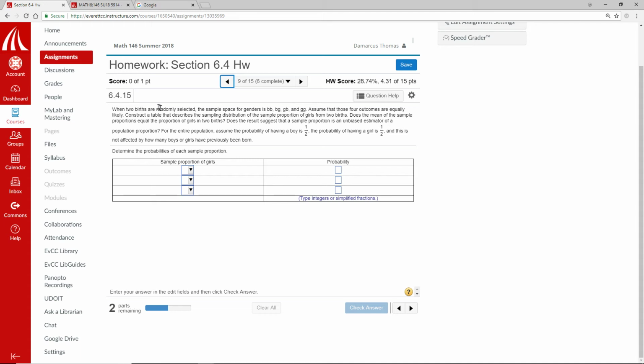When 2 births are randomly selected, the sample space for genders are BB, BG, GB, GG. 4 different possibilities. Assume that those 4 outcomes are equally likely. Construct a table that describes the sampling distribution of the sample proportion of girls from 2 births.